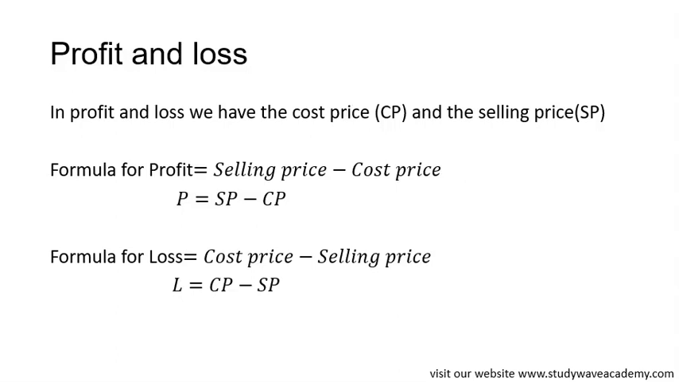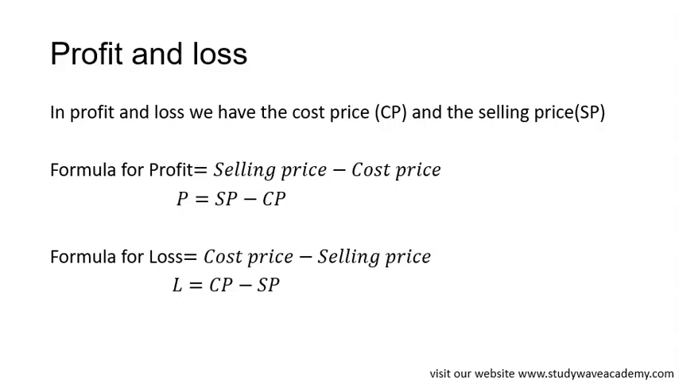In profit and loss, we have the cost price and the selling price, okay? The cost price is how much the goods cost, how much your product costs, how much you bought that book for, okay? Do you understand? And the selling price is how much the goods is being sold, how much you're selling the book you bought, okay? Do you understand me?